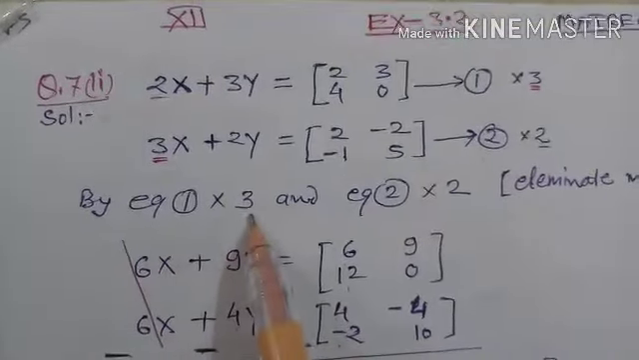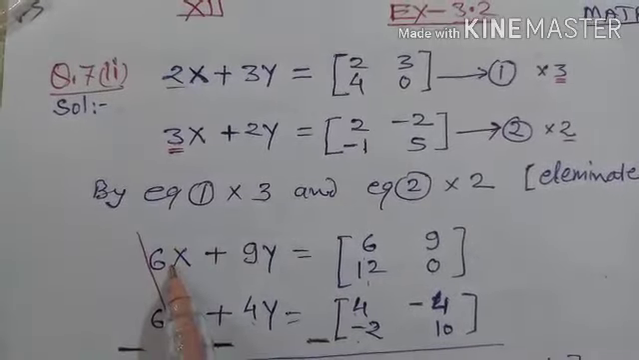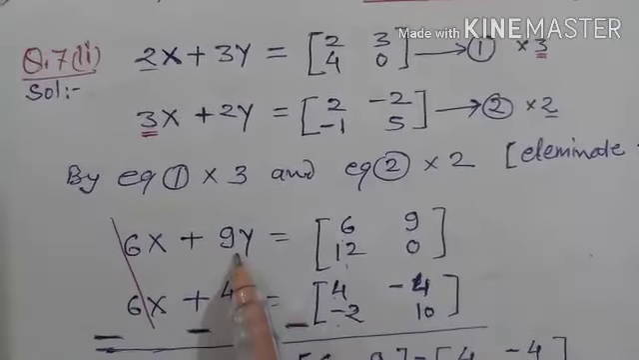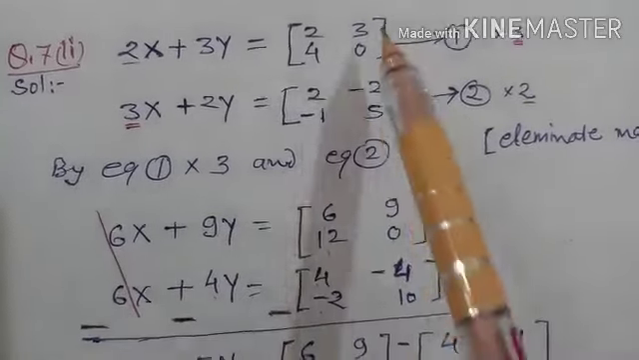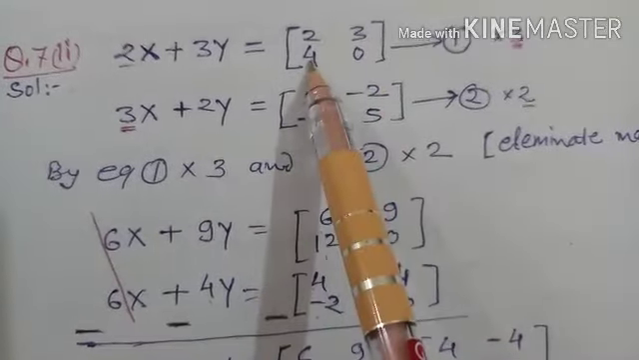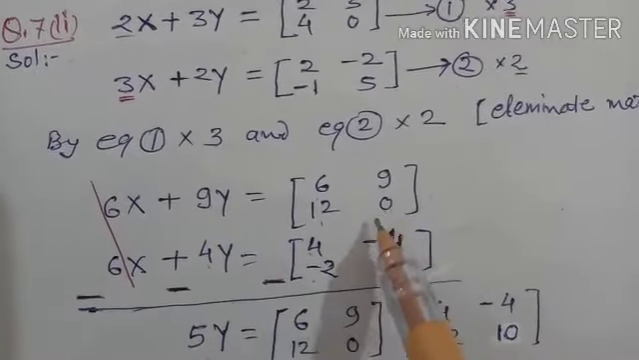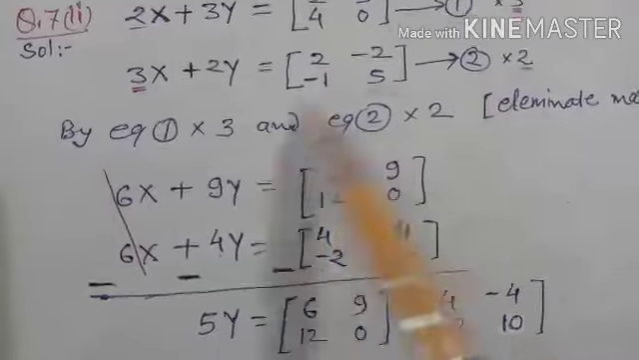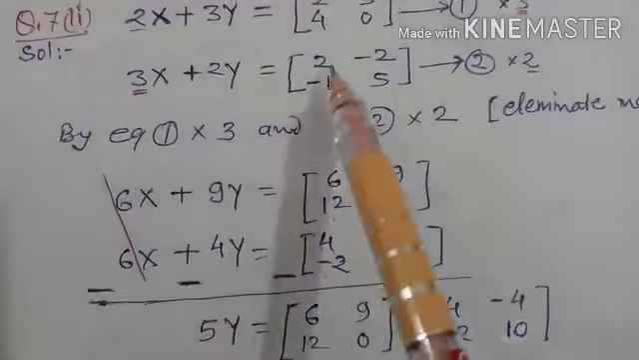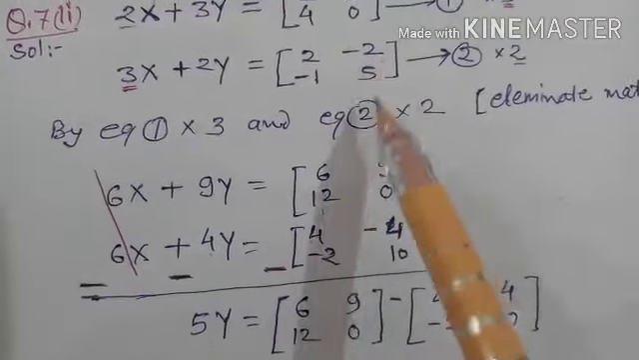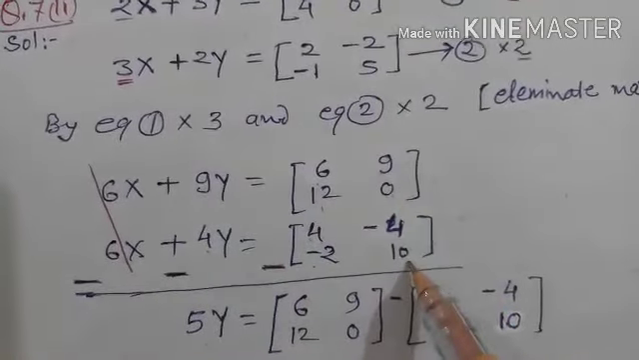So equation number 1 when multiplied by 3, every element is multiplied by 3. So 3 into 2 is 6X, 3 into 3 is 9Y, and every element: 2 into 3 is 6, 3 into 3 is 9, 3 into 4 is 12, and 0 into 3 is 0. Now the second equation is multiplied by 2. So 3 into 2 is 6X, 2 into 2 is 4Y, and 2 into 2 is 4, this is minus 4, this is minus 2, and 5 into 2 is 10.